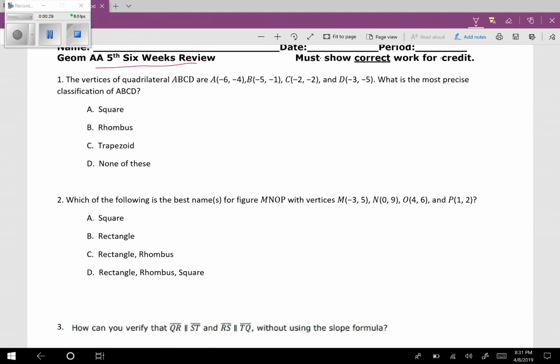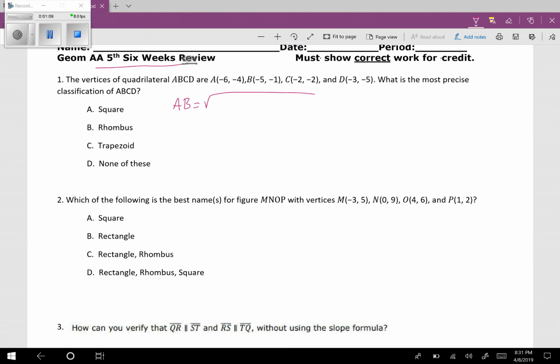So the vertices of quadrilateral ABCD are A(-4, -6), B(-5, -1), C(-2, -2), and D(-3, -5). What is the most precise classification of ABCD? Okay, so they just give us these points, and we have to choose, is it a square, rhombus, trapezoid, or none of the above? So this one, we have to find the distances. Whenever they're asking you for the most specific name, you use that distance formula. So remember, we've got AB. Okay, we got to find the distance of it. And the distance formula is on your formula chart.